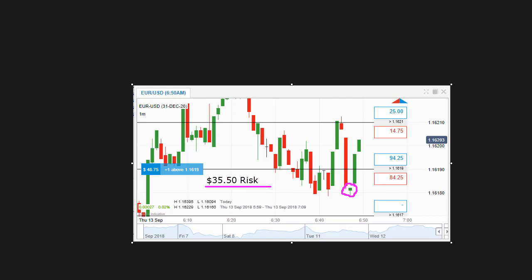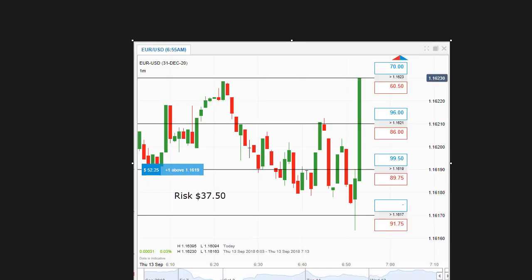Now the other one that I did, let me get to it. Okay, this is the other one that I did. And you can see on this one, I was risking $37.50 on this binary option. Now the thing about it is I waited on this for, I would say 45 minutes before I entered. Actually entered as this bar was forming.